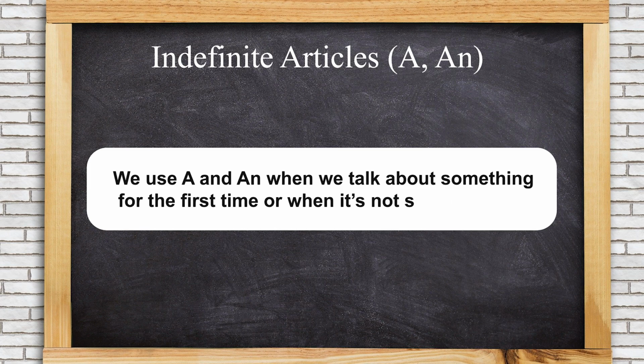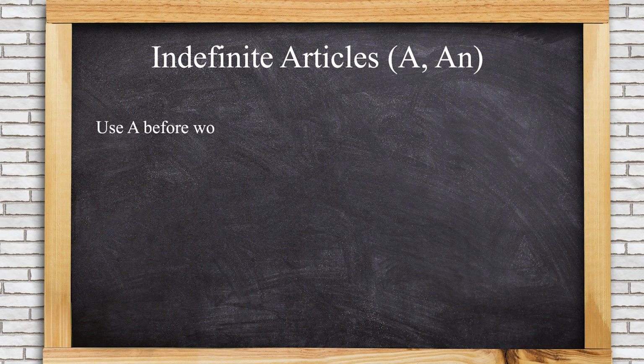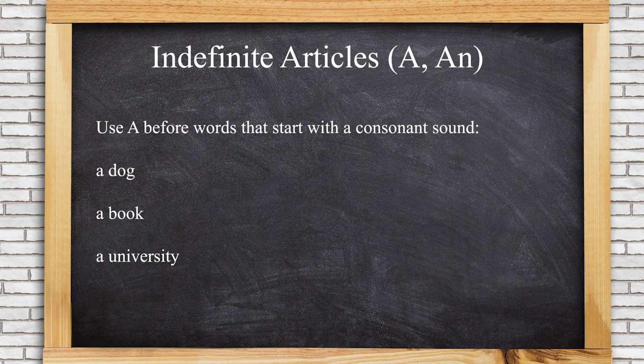But what's the difference? Use a before words that start with a consonant sound: a dog, a book, a university, because although university starts with the letter U, it also starts with the "yu" sound, which is a consonant sound. If it was a vowel sound, it would start with the "uh" sound.